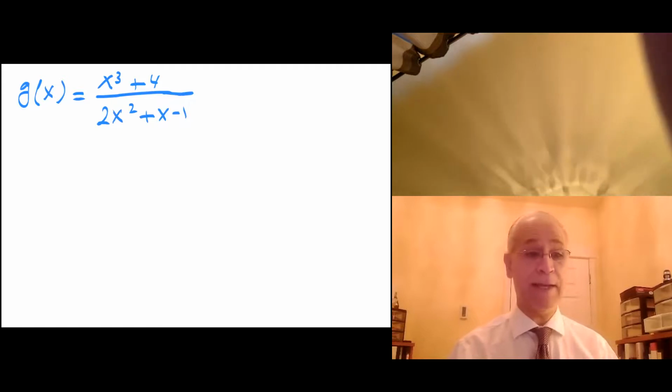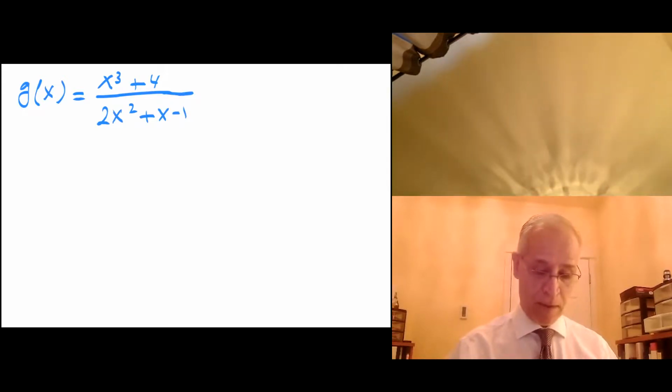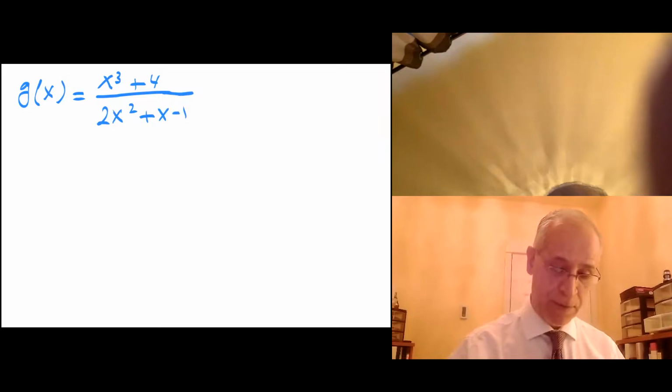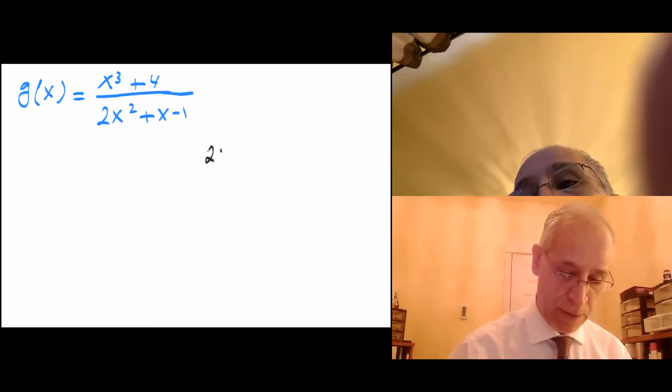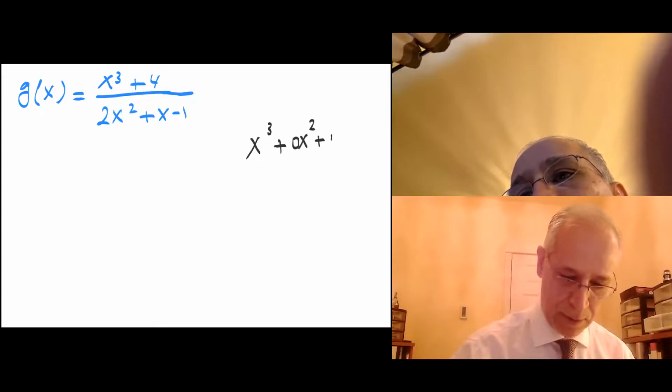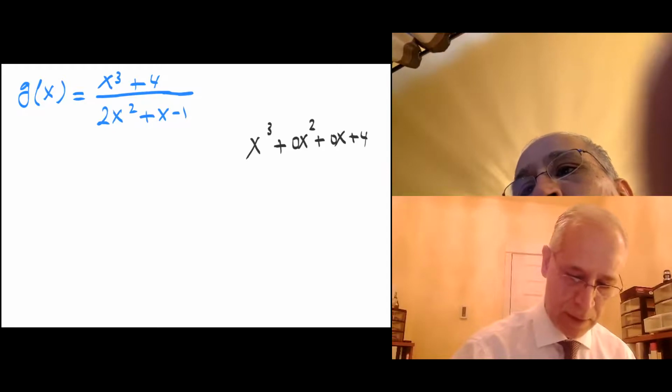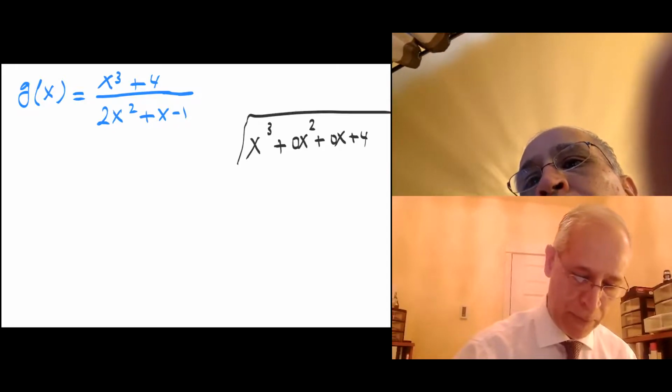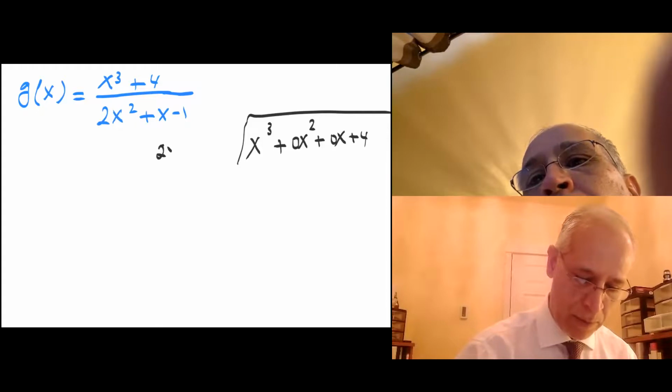So how do I find that? Using long division. So I'm going to write 2x to the second. No, give myself a little bit of room. How about starting here? x cubed plus 0x to the second plus 0x plus 4 divided by 2x squared plus x minus 1.